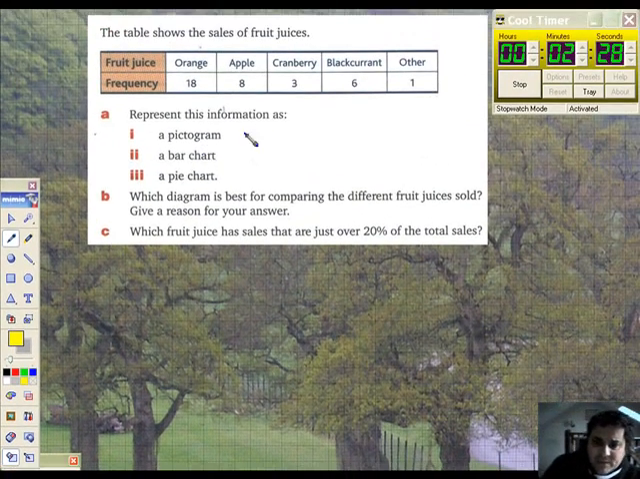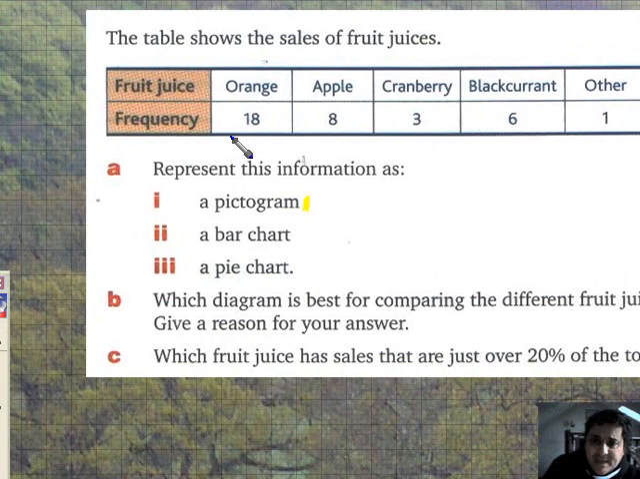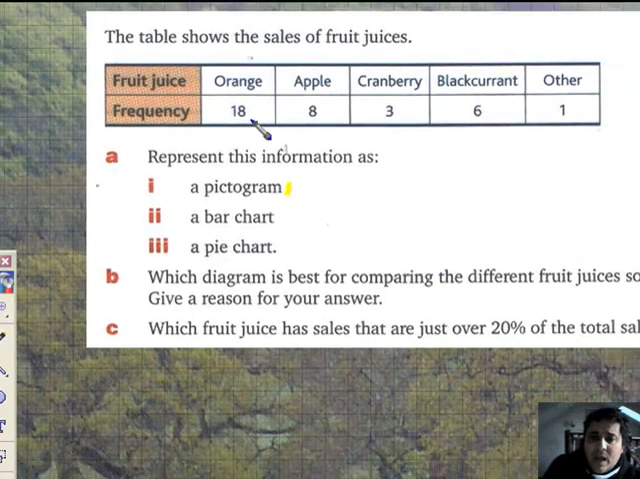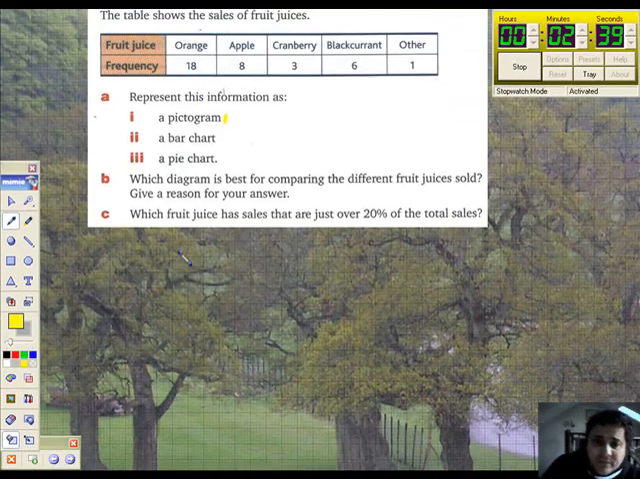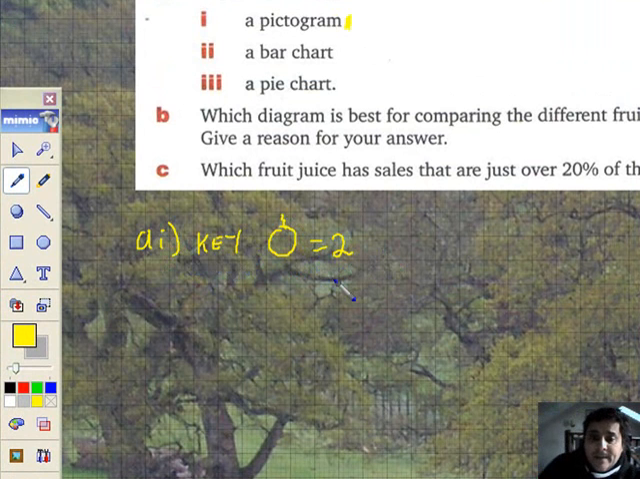I'm going to go for a pictogram, which is that one there, and I've got to represent 1 up to 18. Now, it seems sensible to have a little diagram of a random fruit. So here's my little key now for part A1. My key is going to be, this represents 1 fruit, okay? Sorry, that represents 2 fruit.